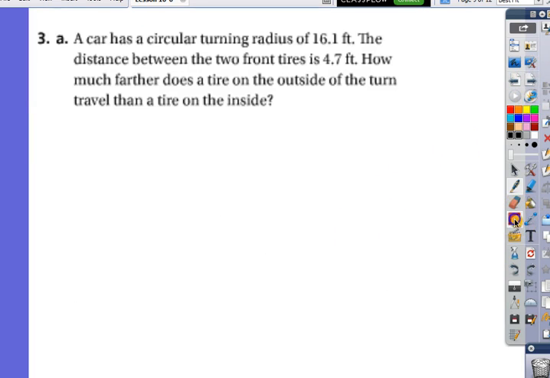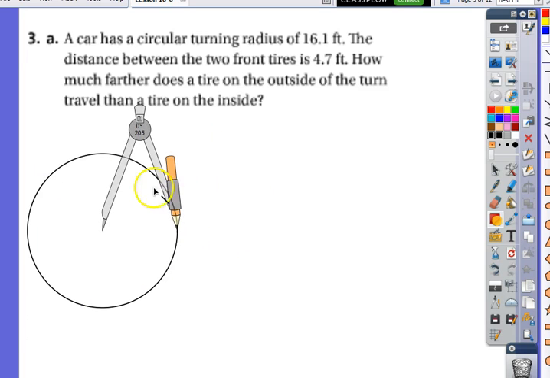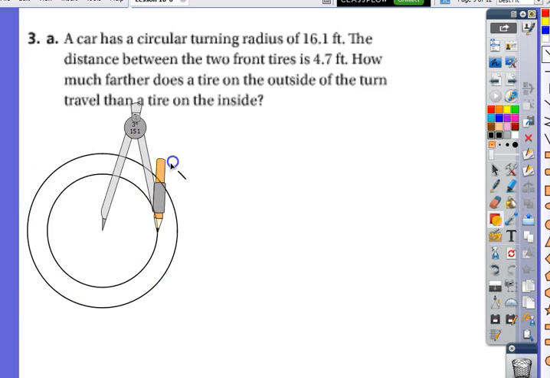So we have a car that's turning, and the outer wheel turns and travels a whole lot more than the inner wheel. So here are my concentric circles, and I forgot to mark the center. Let's just pretend it's here. So here would be the radius to one, and here would be the radius to the other.